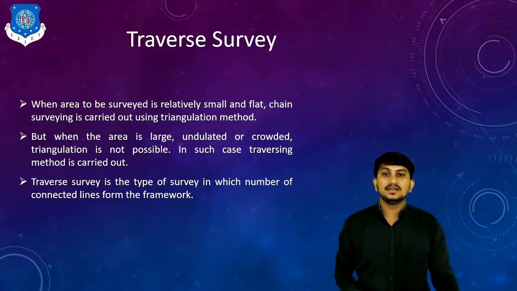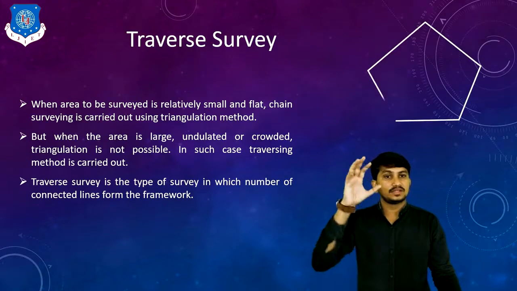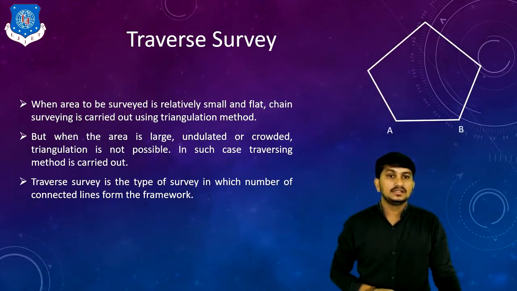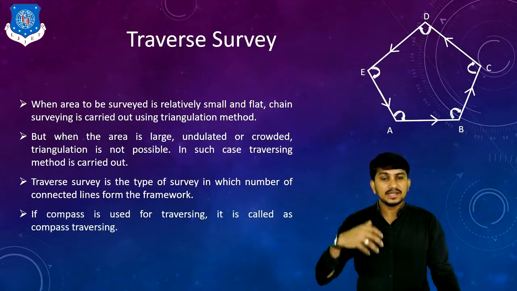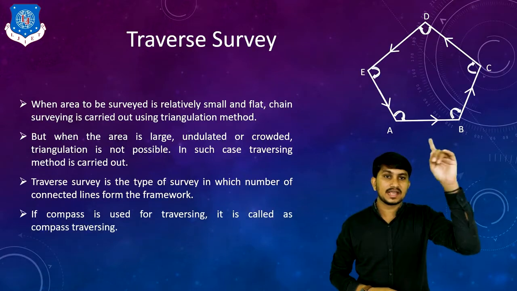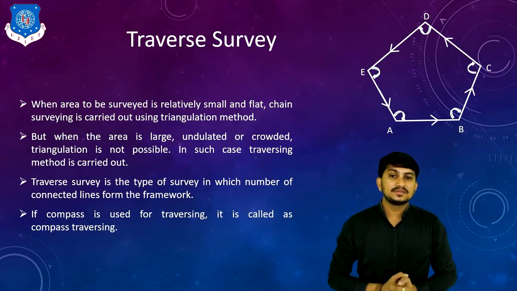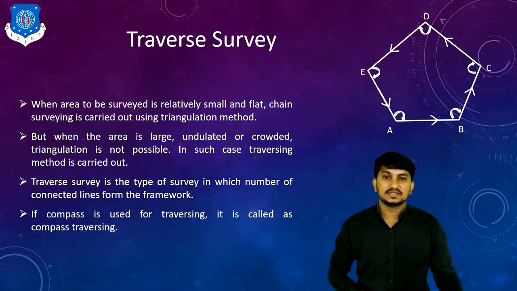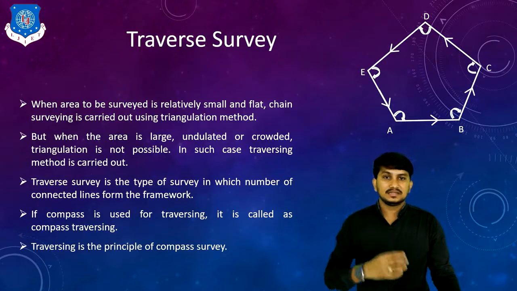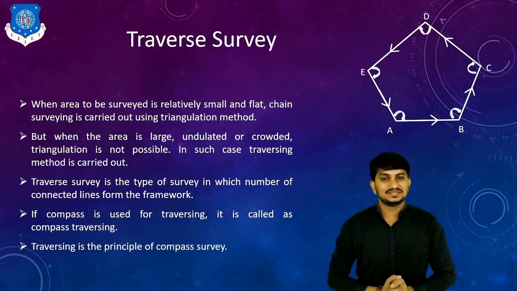So what is traversing? Traverse survey is the type of survey in which a number of connecting lines form the framework like this. This is the traverse A, B, C, D, E, having distances AB, BC, CD, DE and EA and their angles. If a compass is used to find out these angles of this traverse, it is called compass traversing. This traversing is the principle of compass survey.